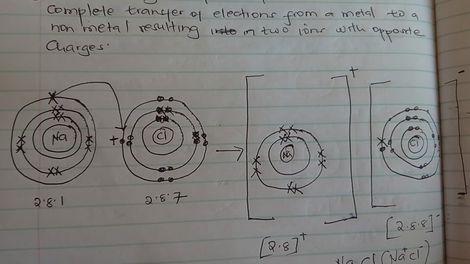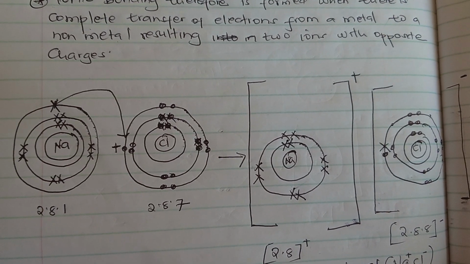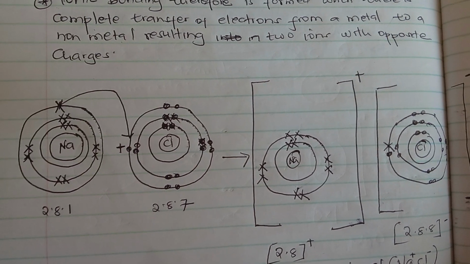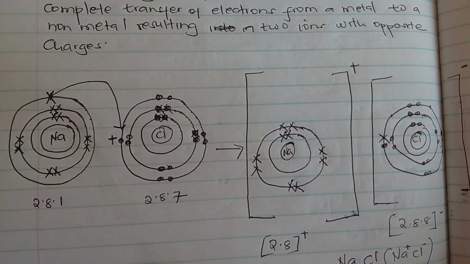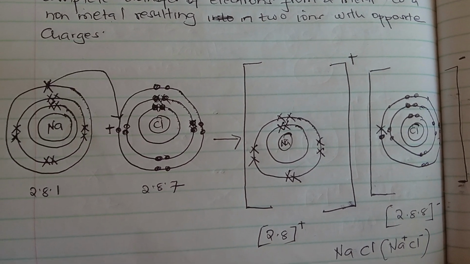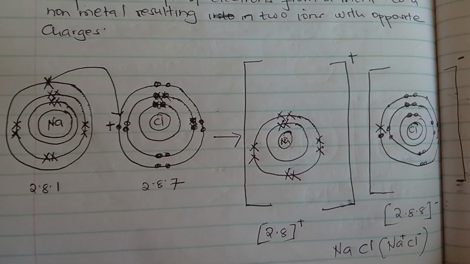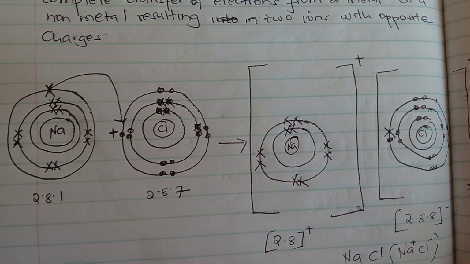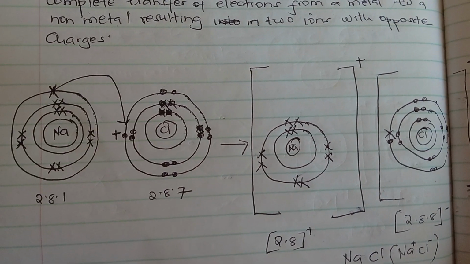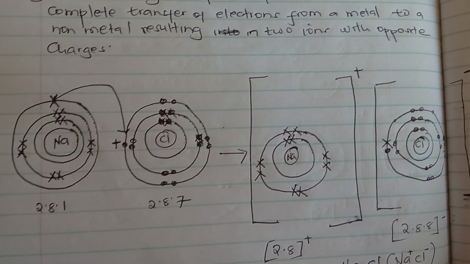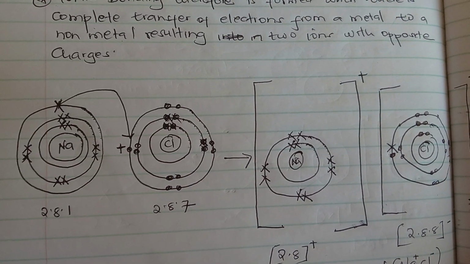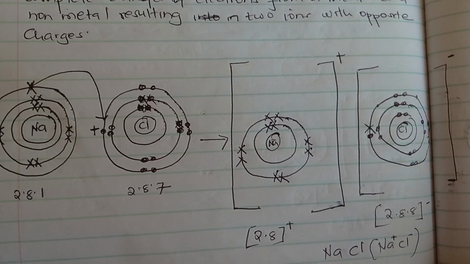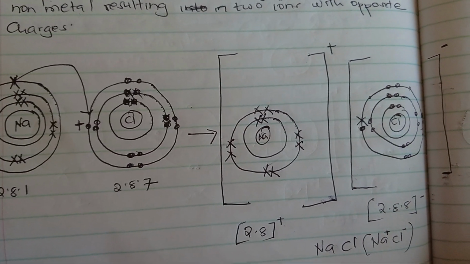This is the first example, sodium with chlorine. Sodium is a metal with one electron in its outermost energy level, while chlorine is a nonmetal with 7 electrons in its outermost energy level. When this type of ionic bonding is formed, the electron in the outermost energy level of sodium is completely transferred into the outermost energy level of chlorine, therefore forming sodium chloride.